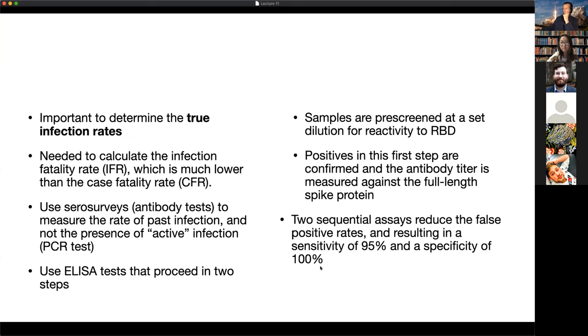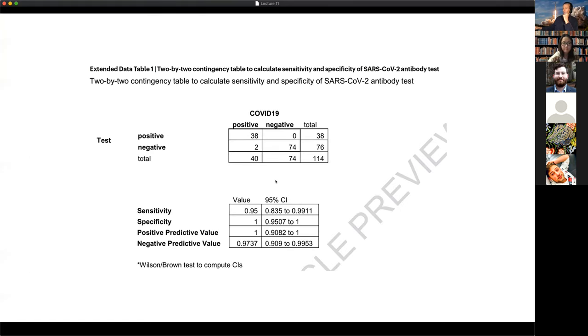Remember, specificity means that, if you take it at face value, a specificity of 100% means every positive test result is an actual infection. And a sensitivity of 95% means that among 100 infections, it's going to find 95 and it's going to miss 5. If you dig into their extended data, here's what their conclusions are drawn based on.